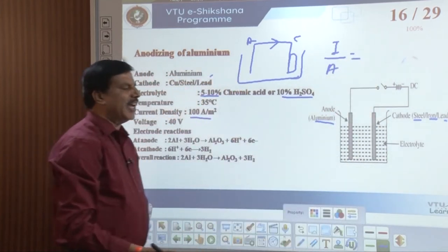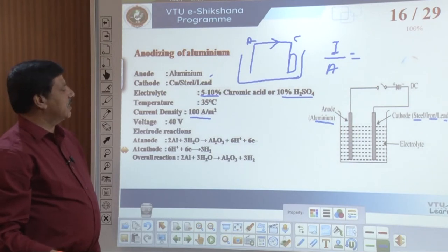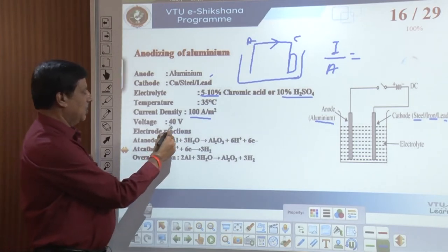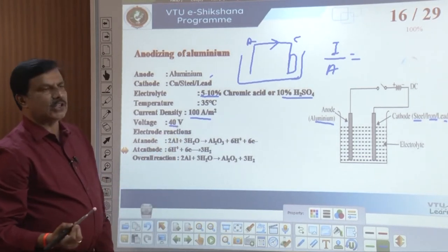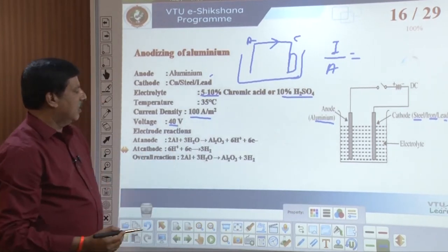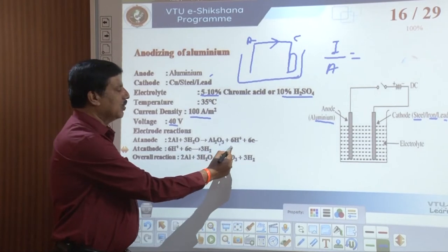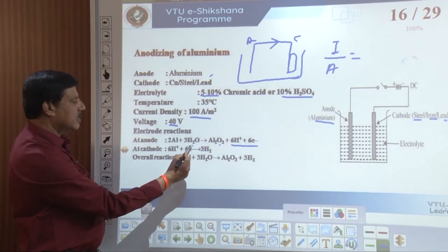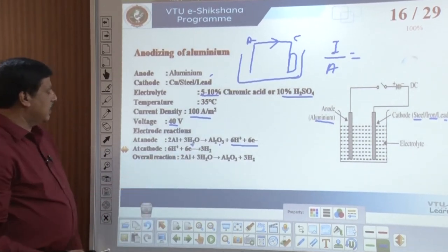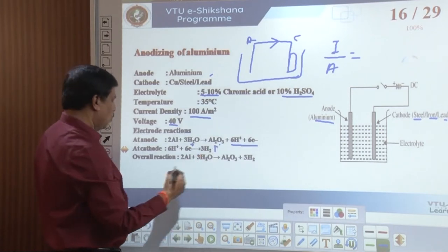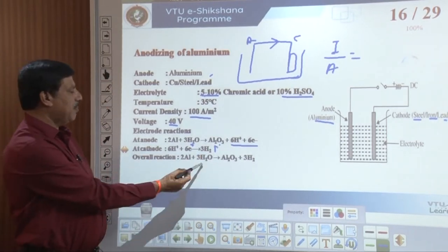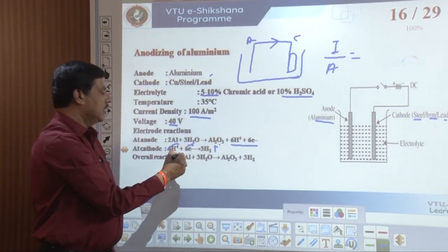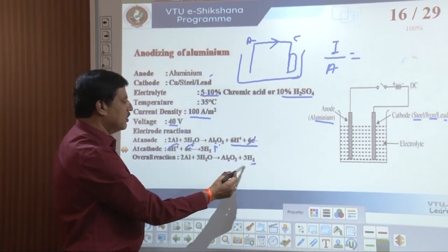For example, electroplating of nickel uses 3 to 8 milliampere per decimeter squared, whereas here it is 100 ampere per meter squared. And the voltage you have to pass is 40 volt. Electrode reaction, the anodic reaction: 2Al + 3H2O gives Al2O3 + 6H+ + 6 electrons. The 6 electrons are accepted at the cathode: 6H+ gives hydrogen. The overall reaction: 2Al + 3H2O gives Al2O3 + 3H2, since the rest cancels.